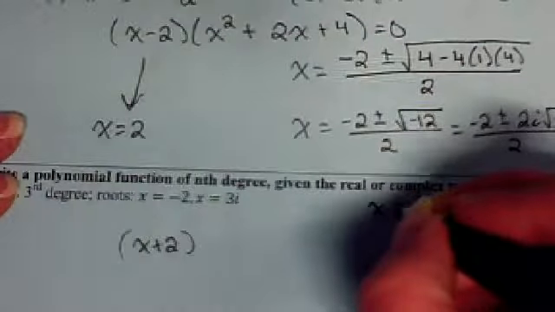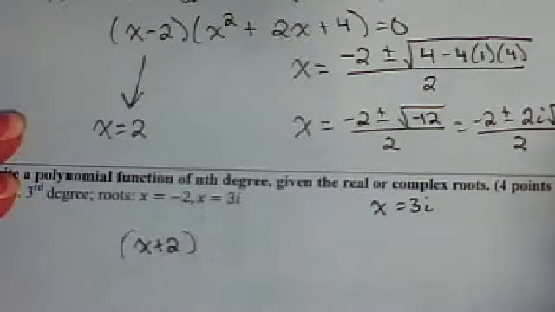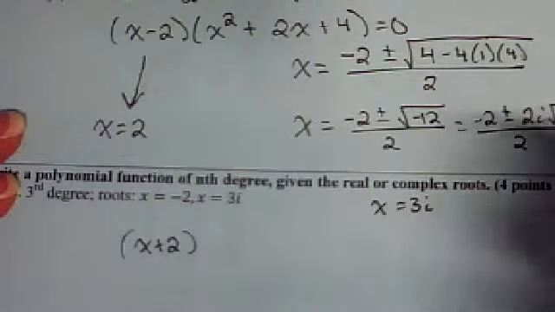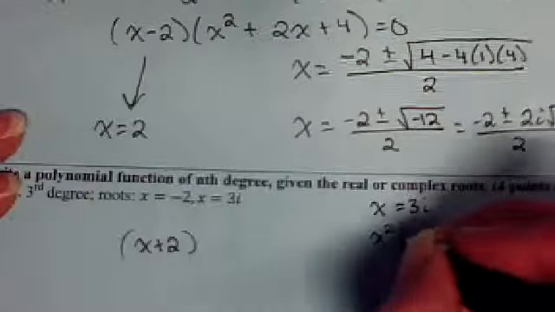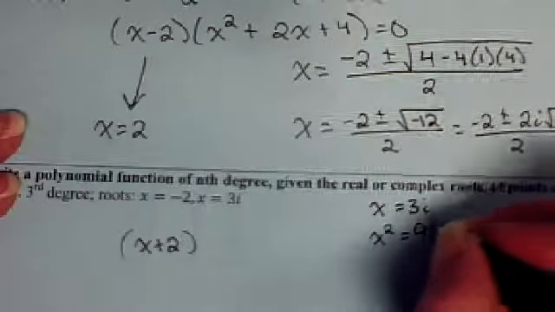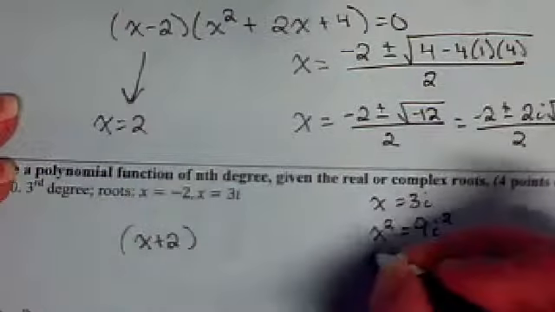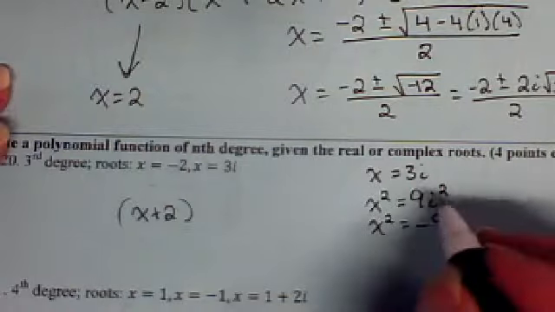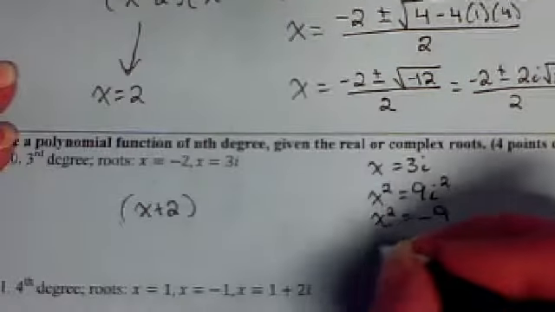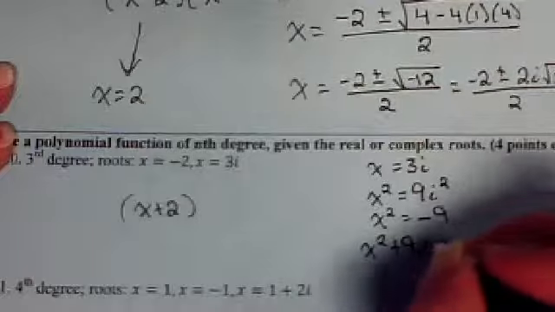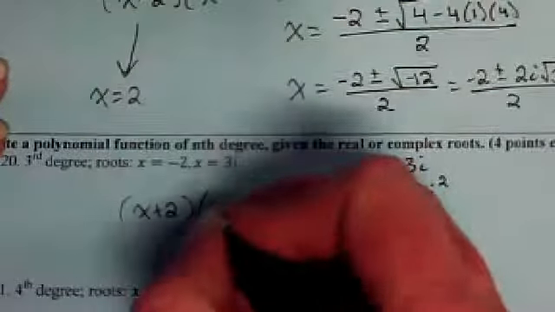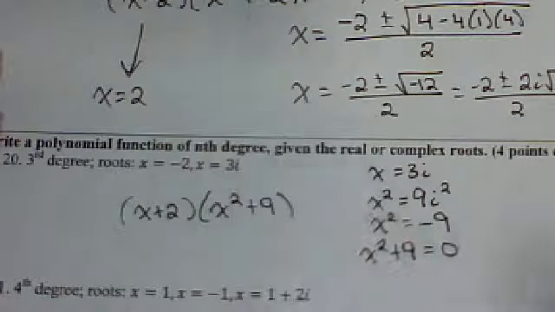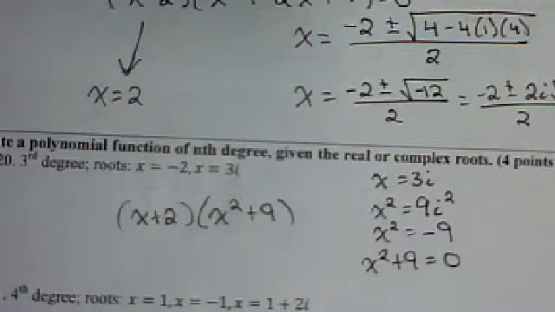If I have x equals 3i, a way to get rid of that i is to square both sides. X squared equals 9i squared. But what is i squared? Well, that was a negative 9, right? Because if you took the square root of negative 9, that would give you a 3i. So x squared plus 9 equals 0. If it had been 2i, I would have gotten x squared plus 4. If it had been 5i, it would have been x squared plus 25.